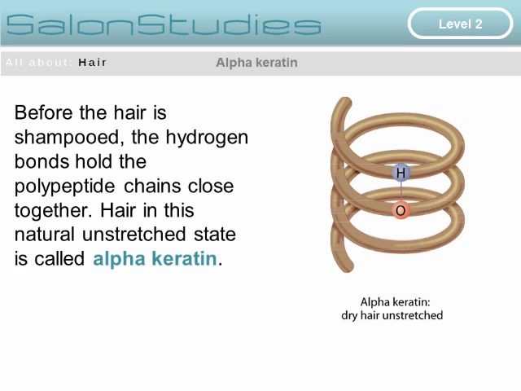We call this alpha keratin. Before the hair is shampooed, the hydrogen bonds hold the polypeptide chains close together. Hair in this natural unstretched state is called alpha keratin.